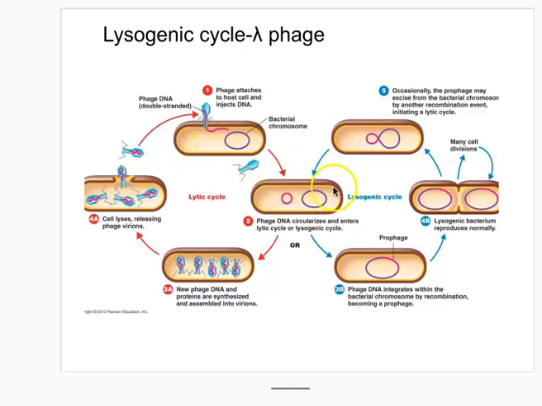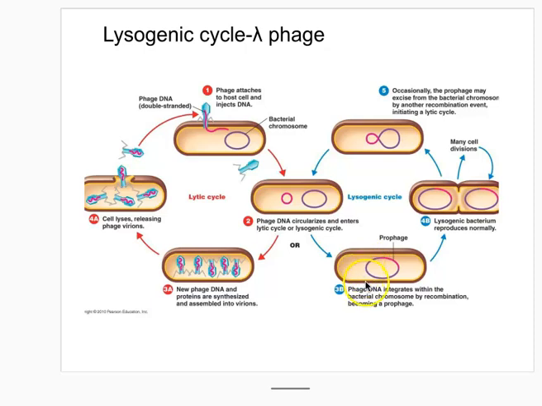So at this step, if the bacteria decides to go to the lysogenic cycle, then the bacterial chromosome and the viral chromosome fuse together through a recombination event, and the viral DNA becomes part of the bacterial DNA. In this case, we refer to the viral DNA as prophage. It's not a separate DNA anymore. It's part of the bacterial chromosome. That's why it's referred to as prophage.